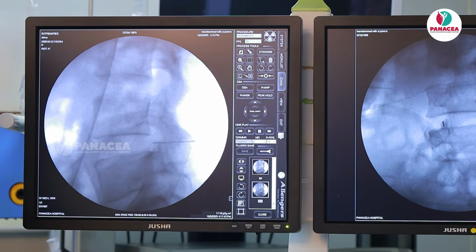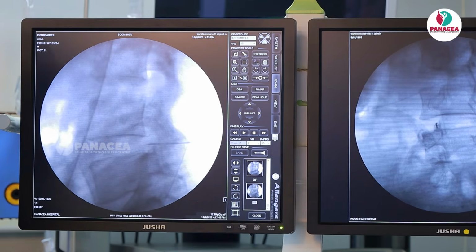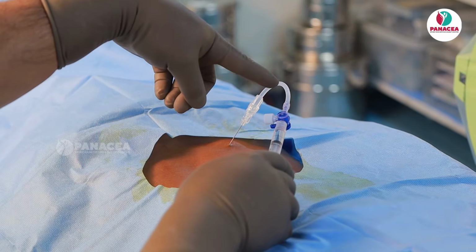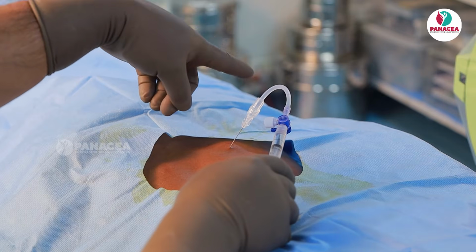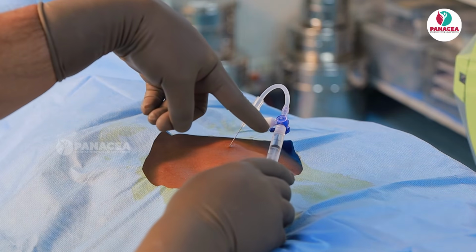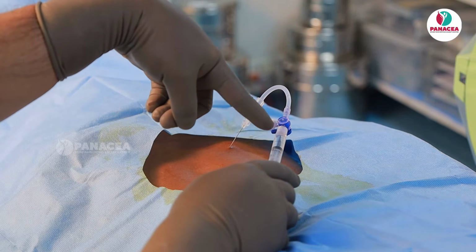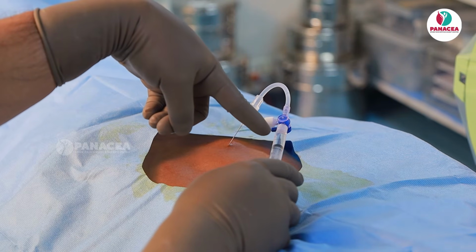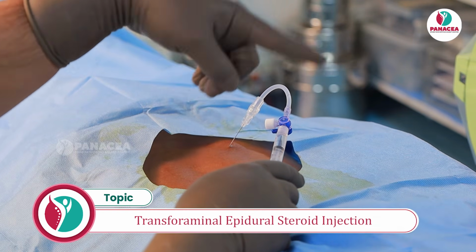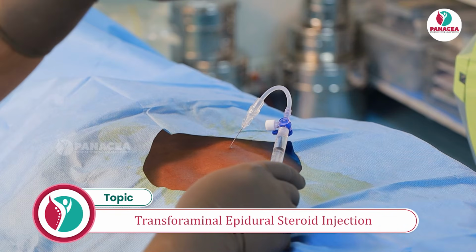So our position is absolutely normal. Now we will give contrast dye and check. You see, this is a three-way extension line. It has a contrast dye which is diluted. This is 350 milligrams per ml. It is diluted in a ratio of 30:70. 30 is the contrast, 70 is the normal saline.